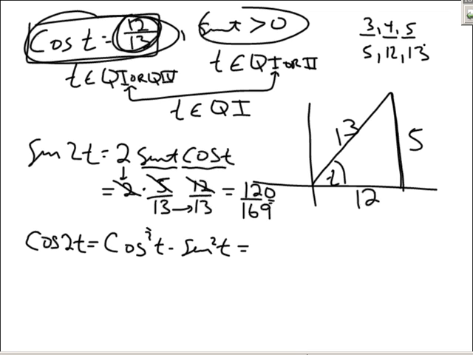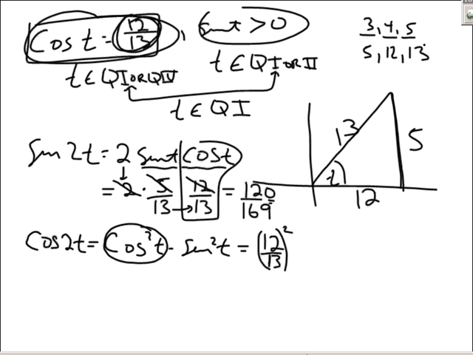Okay. Now, cosine squared t means cosine of t all squared. We just calculated cosine of t. You want to do it again? Look at the diagram. You still get 12 over 13. But we want to square it, minus sine squared t. That means sine of t all squared. The sine of t is 5 over 13.